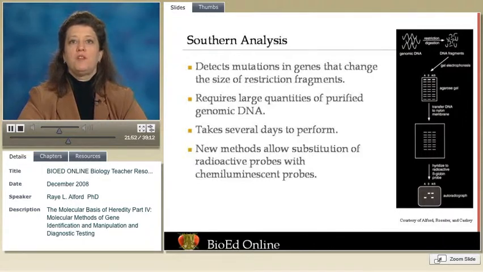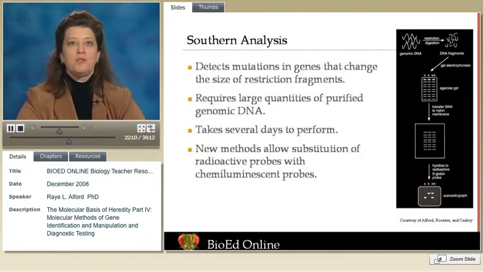Southern analysis permits the detection of mutations and polymorphisms in genes because changes in the sequence of genes result in changes in restriction patterns. In Southern analysis, genomic DNA is isolated from a patient's cells and digested with a restriction enzyme. The resulting DNA fragments are run on an agarose gel for separation according to size. To stabilize the DNA in its electrophoretic separation pattern, the DNA is hybridized to a nylon membrane. A labeled DNA probe specific for the gene of interest is mixed with the membrane under conditions that allow the probe to find and bind to its complementary DNA on the membrane.